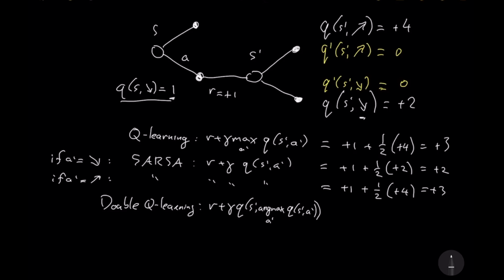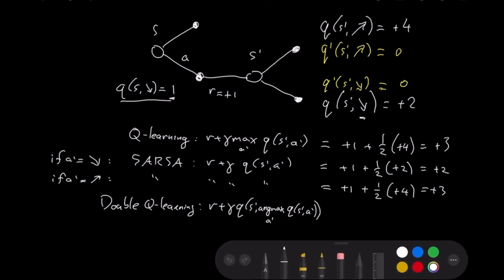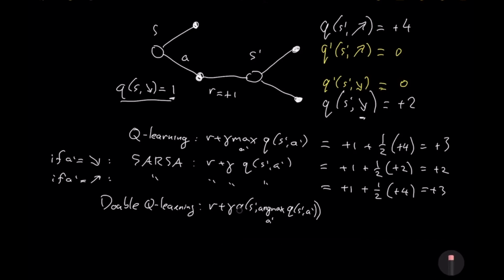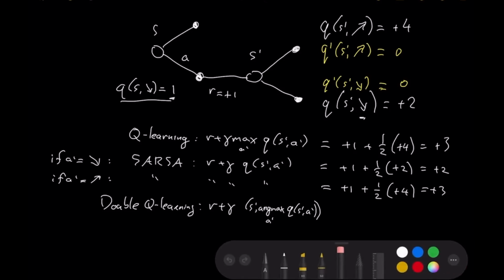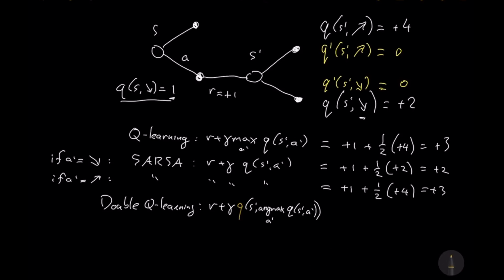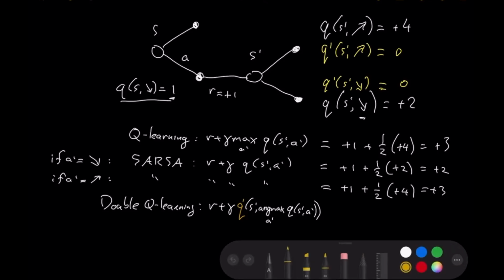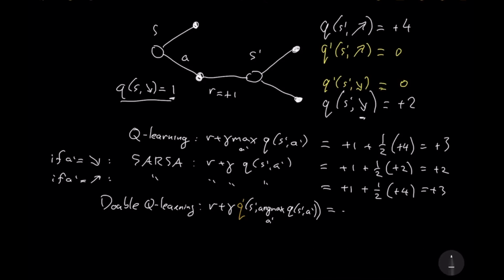And in fact, let me use the eraser and give this a different color. We're going to use Q prime to evaluate. So that's the difference between Q-learning and double Q-learning, that we're using Q prime there. And this would then be equal to +1 again. That's the same everywhere, and the discount is the same everywhere. Okay, so what does this look like?